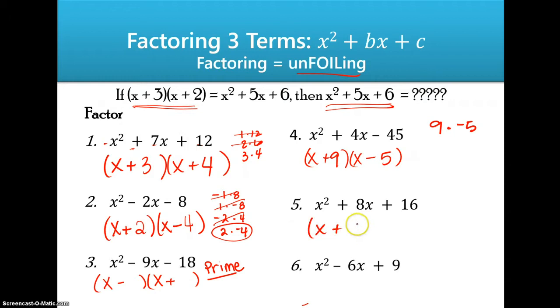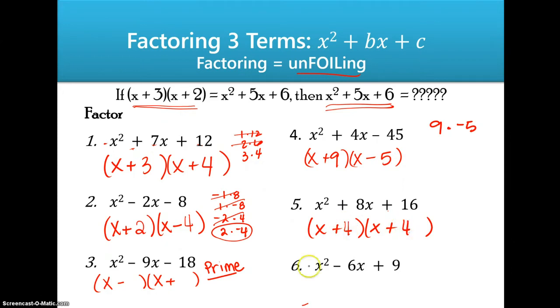Let's do it again. X plus, both positive because the last term is positive, and so is the middle term, means signs are the same and they're both positive. Multiplies to 16 and adds to 8 is 4 and 4.